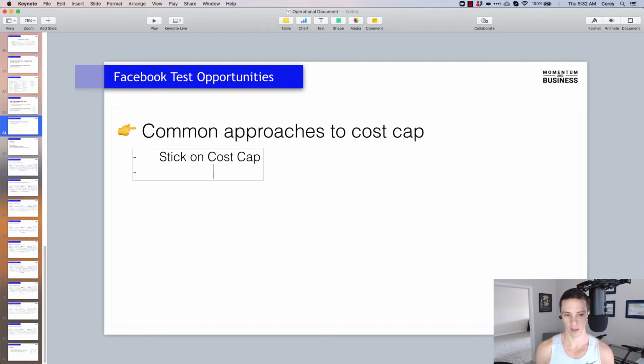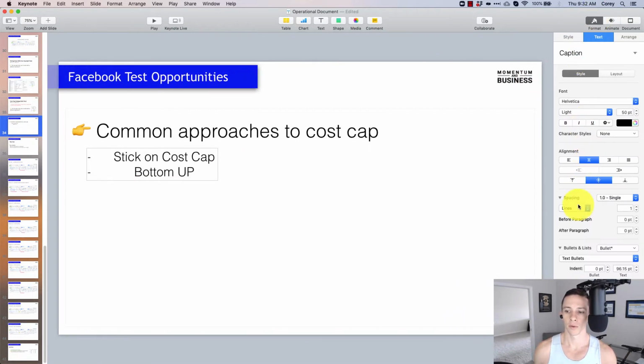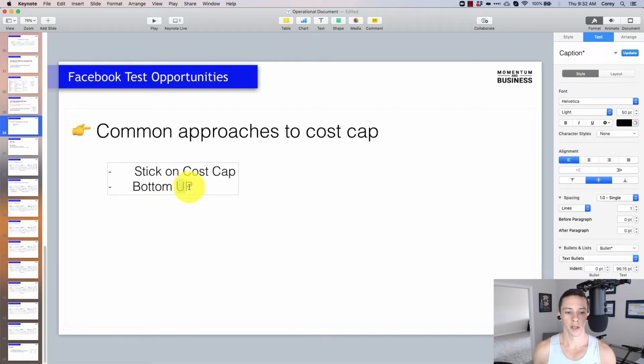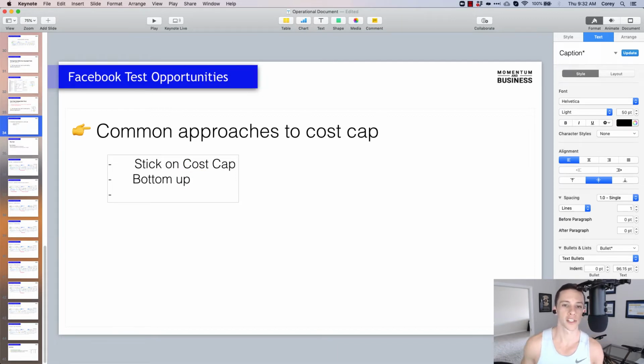Some people do what I like to call a bottom-up cost cap. Whereas if you're wanting to get your cost cap at $10, I've seen people come in and be like, well, let's just put it at 3 or 4 and see what happens. And then we can always increase it from there. That typically fails as well. Both of these fail because right off the bat, the Facebook advertising platform is not getting enough data. So you're putting a thing on it saying, do this, and it can't do that. It just stops working, or it doesn't have enough historic data to do it.